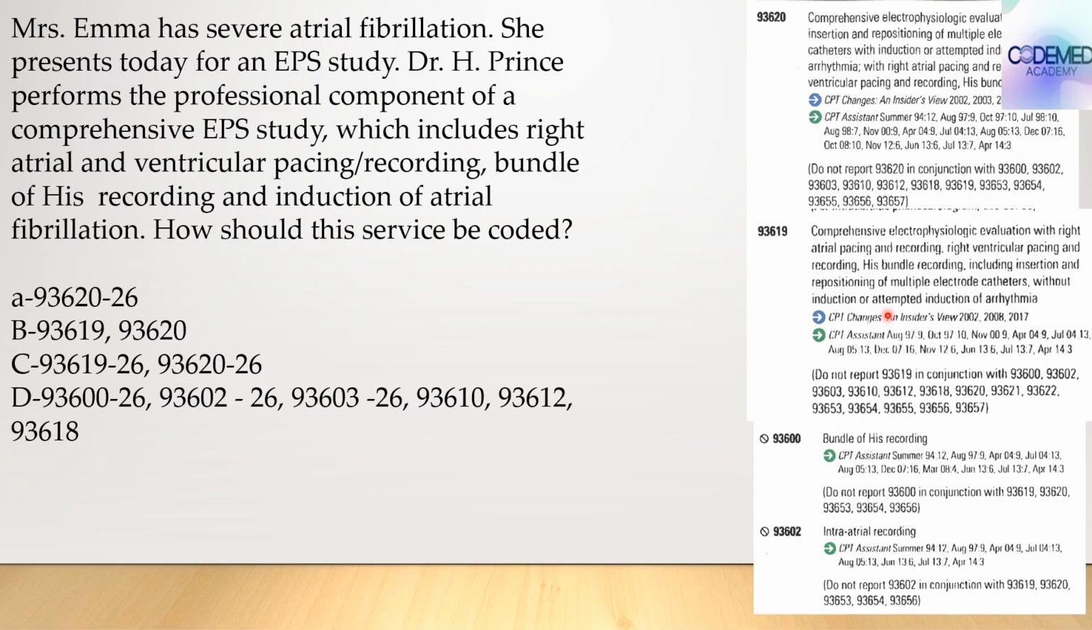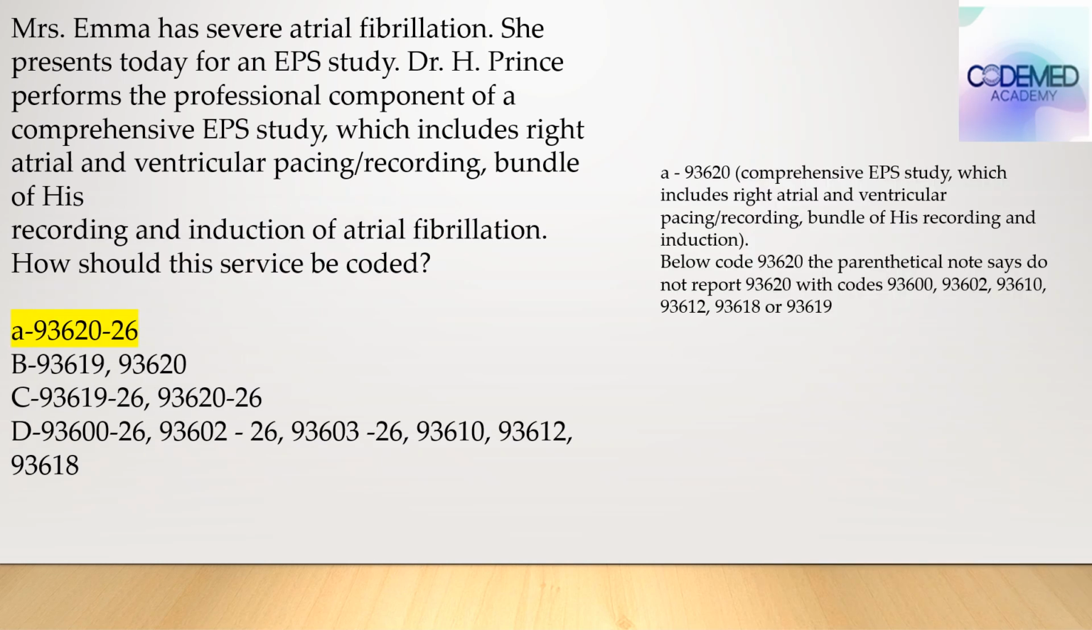Okay, so we will definitely require code 620, and now you tell me the answer. So yes, the correct answer is 93620, because that's the answer which covers the arrhythmia studies also, and that's what happened in our patient case. And below 93620, you will see the parenthetical note which says do not report 93620 along with these codes, and that helps us to eliminate option D as well. And we know that we cannot report 619 and 620 together, because one covers the arrhythmia and the other does not cover the arrhythmias.